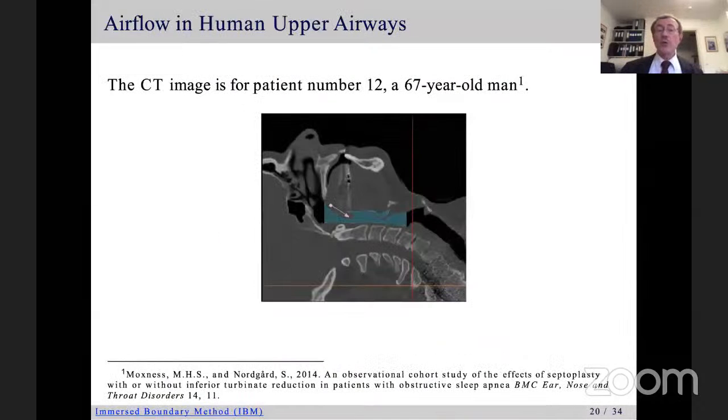Here's an application now to our problem of sleep apnea. That is a patient lying on the back. Here we have the nose, nasal cavity, and the pharynx. And that is our patient 12, whom we investigated quite accurately. We got CT images from this patient from our colleagues at the medical faculty at St. Olav's Hospital, Mats Moxnes and Ståle Nordgaard. And out of that, my PhD student Ehsan Khalili focused on this part of the pharynx.